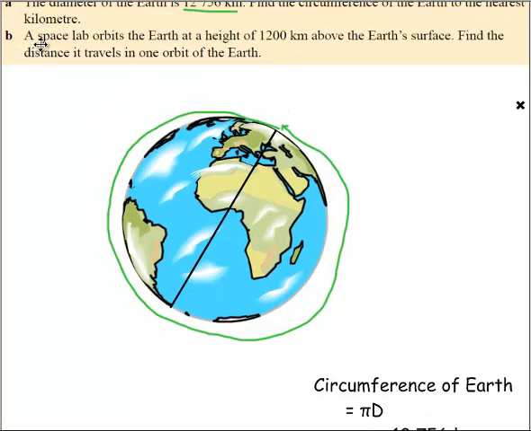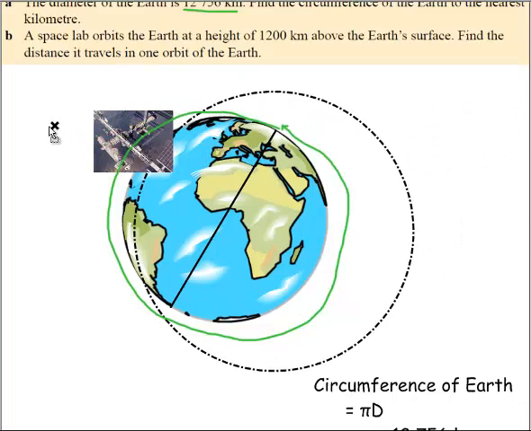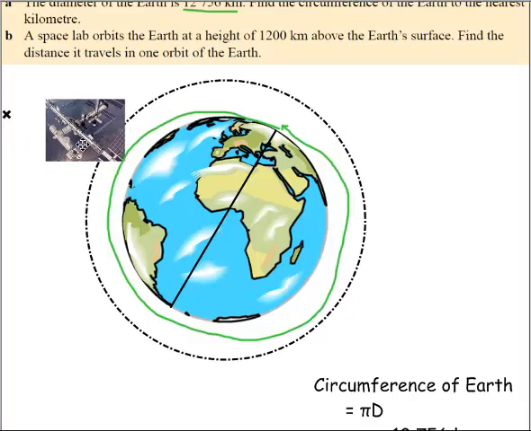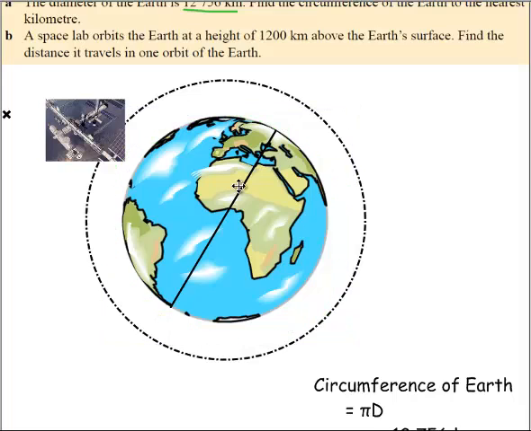Okay, part B. A space lab orbits the Earth at a height of 1,200 kilometers above the Earth's surface. Find the distance it travels in 1 orbit. So I've got a little picture here to help us out. And I'm going to put my space station here. This dotted line is its orbit path, and I'll get rid of the green one so it's not as confusing.